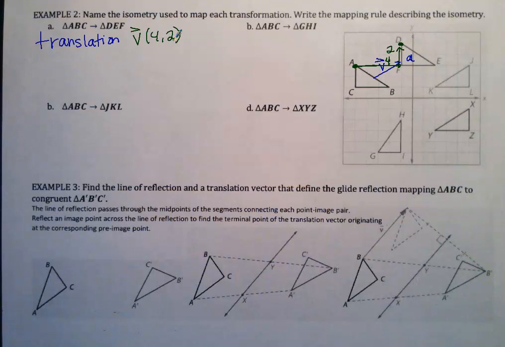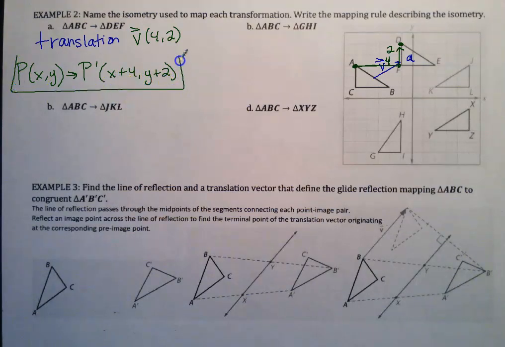Is there a mapping rule for 2? That's not our mapping rule. Our mapping rule is always P(x, y). You just put the 4 and the 2 in there. How do we put the 4 and the 2 in there? X plus 4, and Y plus 2. You got it. That is your mapping rule. Very nice. All right, so let me erase some of my junk here.